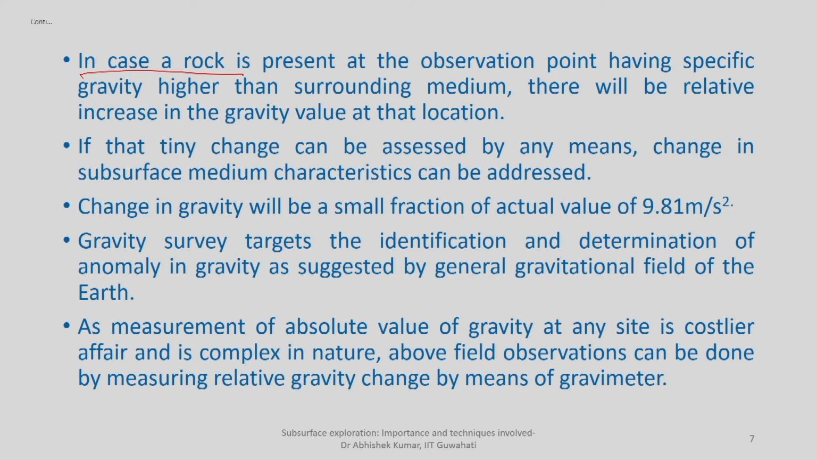So, there will always be some material which is not supposed to be there at the particular site of interest, but is actually existing. So, in case a rock is present at the observation point having a higher specific gravity in comparison to the surrounding medium, like soil is there, and within the soil there is a big boulder of significant size, as a result of which you are going to measure the gravity value considering the rock deposit there. If you actually measure at the site, you will get some value which is significantly higher than the value considering normal site or soil condition. So, there will be a relative increase.